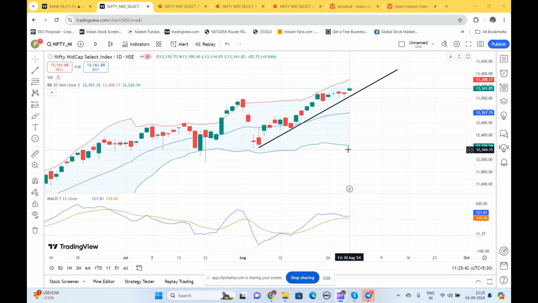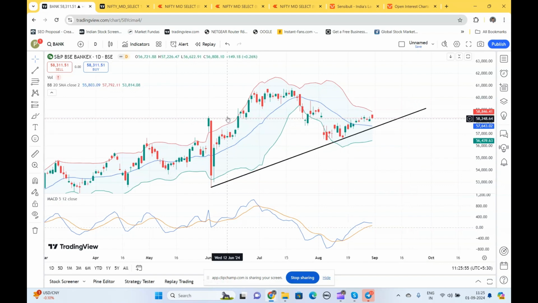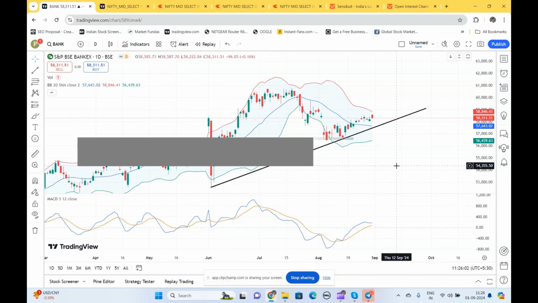Today we'll discuss two indices: MIDCAPNIFTY and BANKEX. To start with BANKEX, I've used a Bollinger Band and also MACD. This is a daily time frame.